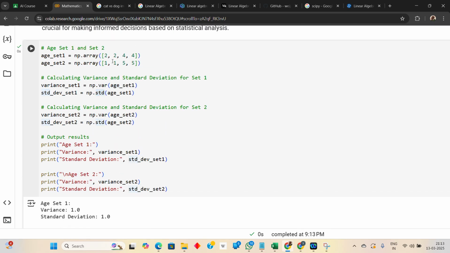This is what we just covered, the one with the same data points 2, 2, 4, 4 and 1, 1, 5, 5. See, in 1, 1, 5, 5, the spread is more, the variability is more. That's why we don't consider those values. Here the spread is less, so we can consider those data points. Got it?